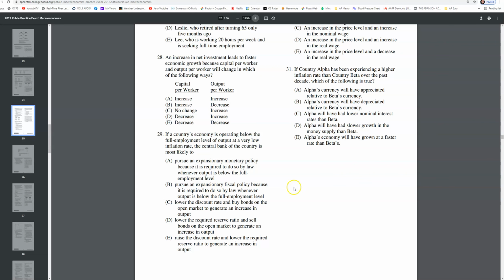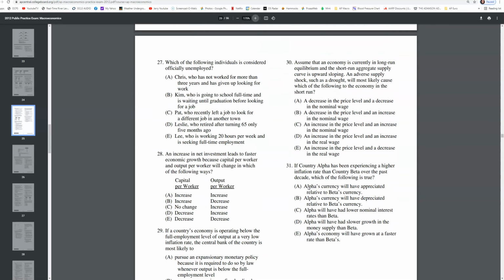And so interestingly enough here, 29A and B, this is kind of tricky because what they're saying is because it's required to by law. There is no law that tells the Fed what to do. And so the best answer left is C, lower the discount rate and buy T-bills to generate an increase in output.